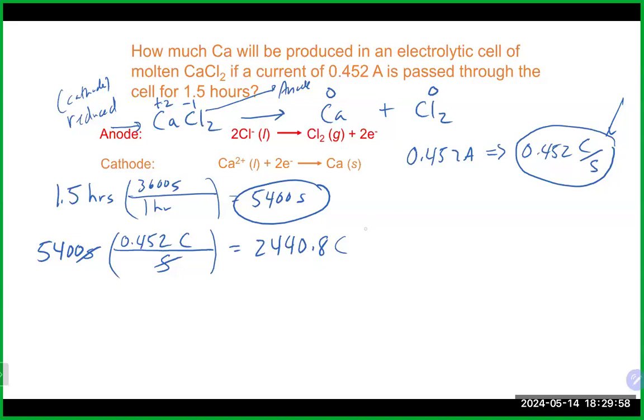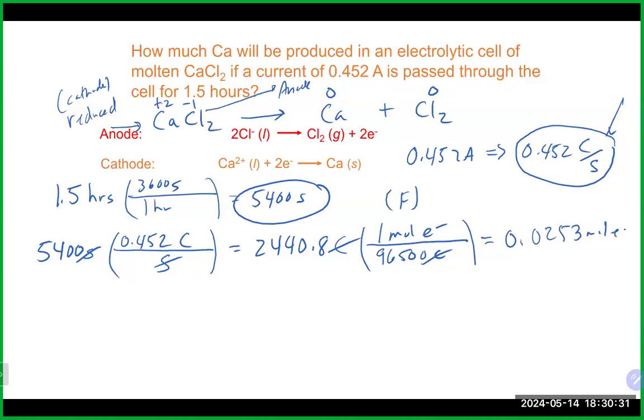At this point, we're then going to actually use Faraday's constant to convert this into moles of electrons. So we're going to divide here by Faraday's constant, which is 96,500 coulombs per mole of electron. Coulombs are going to cancel, and once again, that is Faraday's constant that we've used previously. So if we take that, divide it by 96,500, that is going to get us 0.0253 moles of electrons.